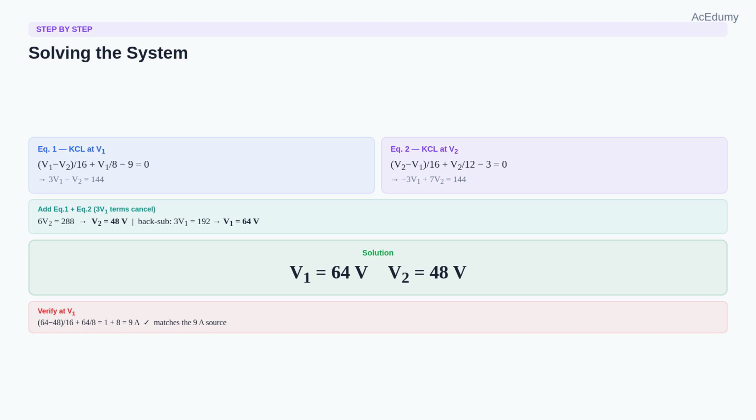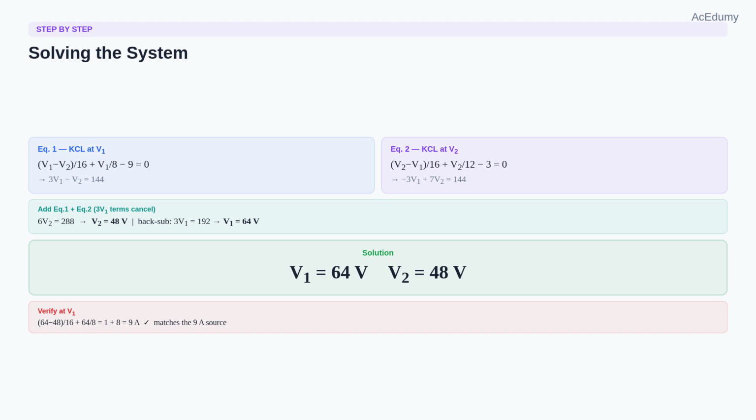Adding equation 1 and equation 2, the 3V1 terms cancel. We get 6V2 equals 288. Therefore, V2 equals 48 volts. Now substitute back into equation 1. 3V1 minus 48 equals 144. 3V1 equals 192. Therefore, V1 equals 64 volts.